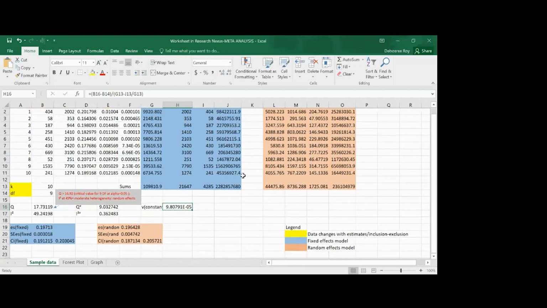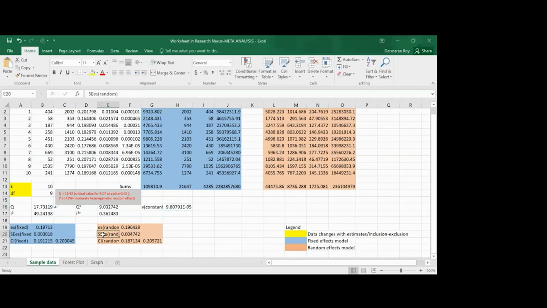From these estimates, I calculated the ES for the fixed as well, but we are not using this. We will use the random effects estimates for our plot. So we have an effect size of 0.19. This is actually the total model effect size of the intervention. This is the summary effect size that we were talking about.